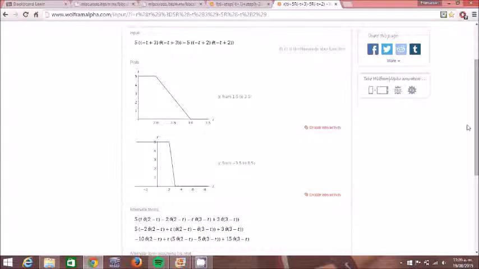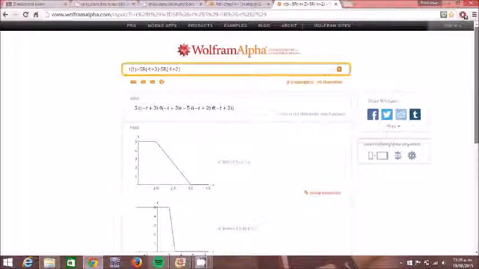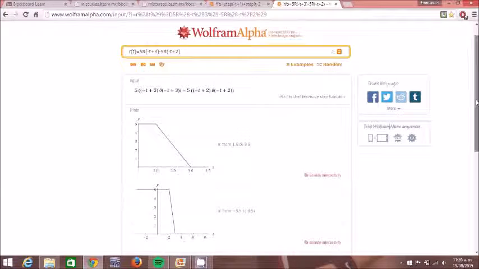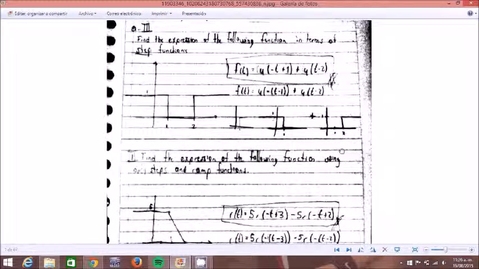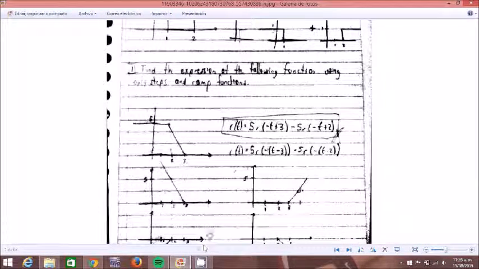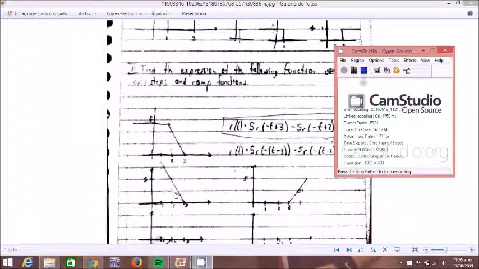So Wolfram Alpha says that we are right, and we can say that actually we are right. So this is our formula, this is our result, and thank you for watching, and enjoy your evening. Thank you.